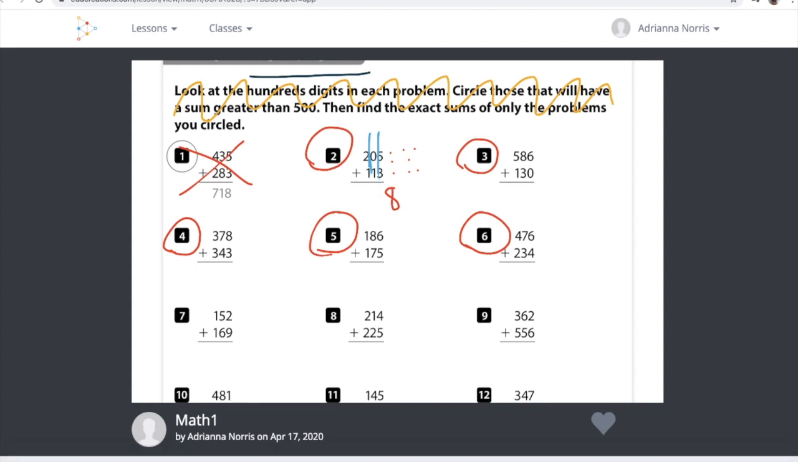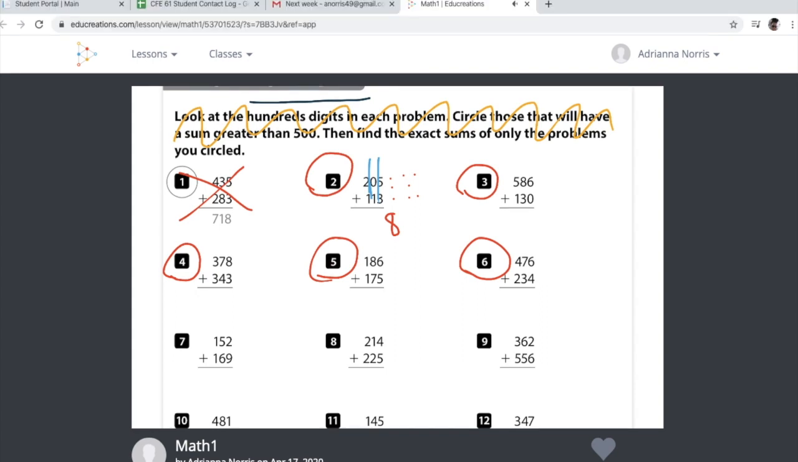All right, then I go to the tens place. I have a 0 and a 1. That equals 1. And then I go to my hundreds place and I have a 2 and a 1. That equals 3. So the answer is 318.